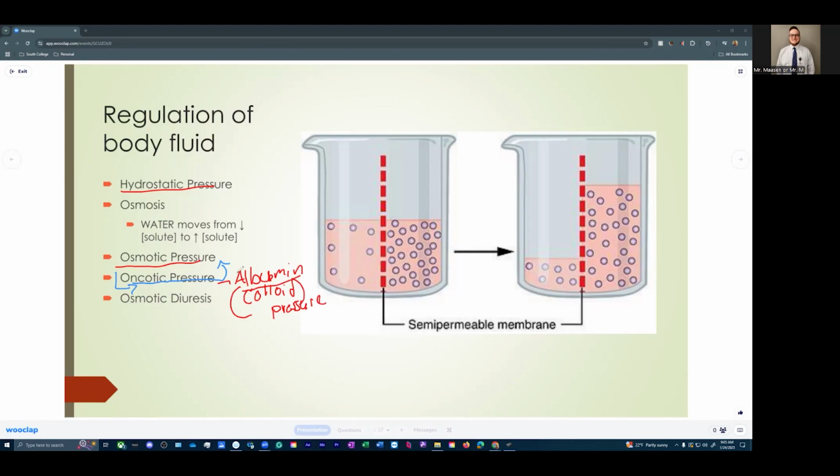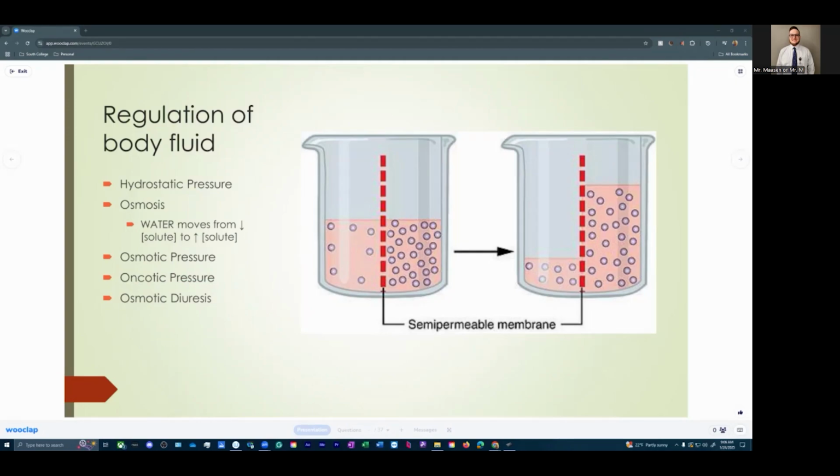And then something that's not too highlighted in your book is a word called osmotic diuresis. So hopefully you know the term for the medication diuretic, or what diurese means. But diurese means to have excessive amounts of urine outflow. And so osmotic diuresis is basically increased urine output through the kidneys because that fluid is going to follow solutes that pull it.